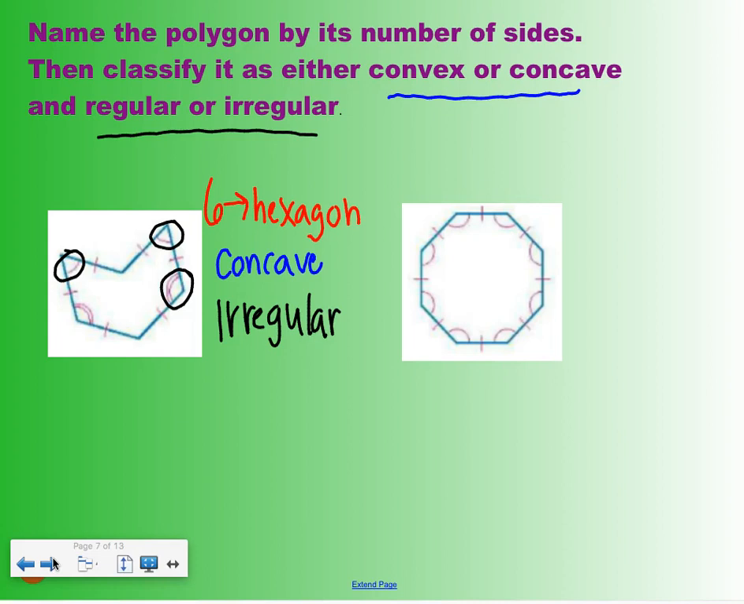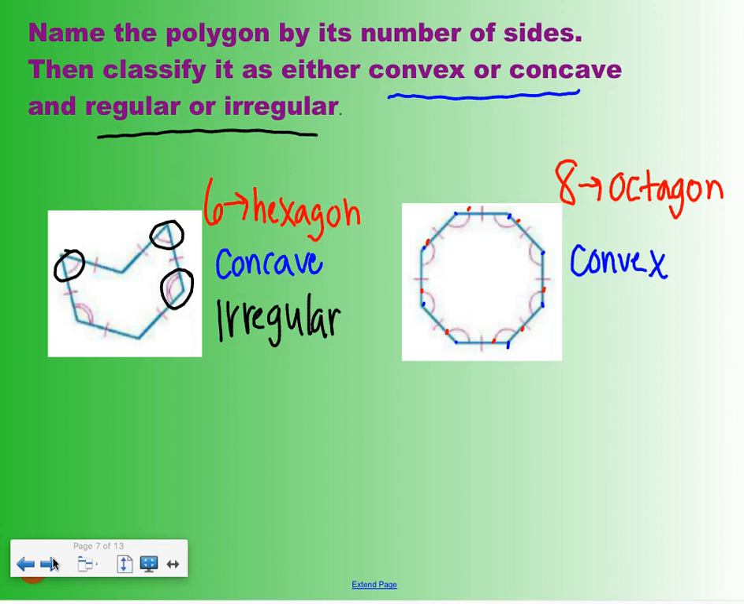All right, hope we're doing okay. Okay, let's try this one, again by the number of sides. Count how many. 1, 2, 3, 4, 5, 6, 7, 8. So we know an 8-sided figure is called an octagon. Okay, convex or concave? None of my vertices are going inward. They're all kind of popping out. So it's convex.